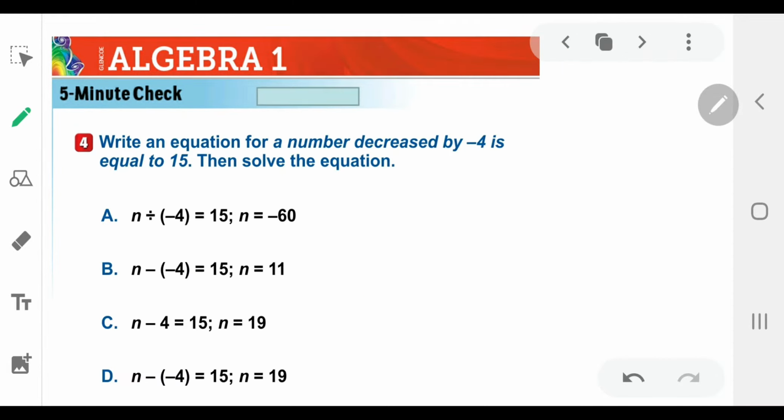Now the last one in our warm-up, again pause the video, try to answer it, give yourself 30 seconds, and come back to check your answer.